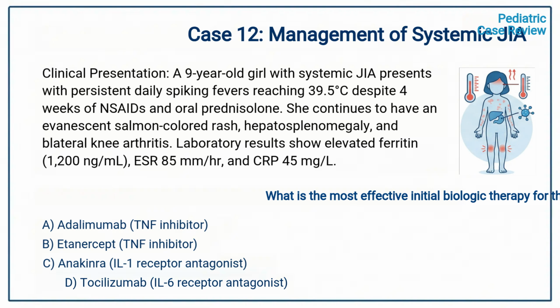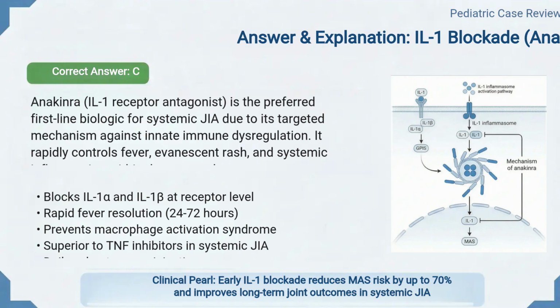Option A, adalimumab, a tumor necrosis factor inhibitor. Option B, etanercept, a tumor necrosis factor inhibitor. Option C, anakinra, an interleukin-1 receptor antagonist. Option D, tocilizumab, an interleukin-6 receptor antagonist. The correct answer is option C, anakinra, an interleukin-1 receptor antagonist. Anakinra is the preferred first-line biologic for systemic juvenile idiopathic arthritis due to its targeted mechanism against innate immune dysregulation.